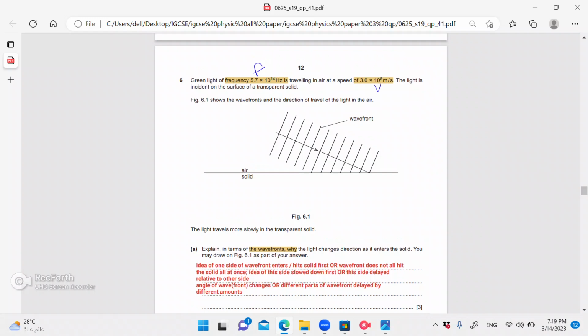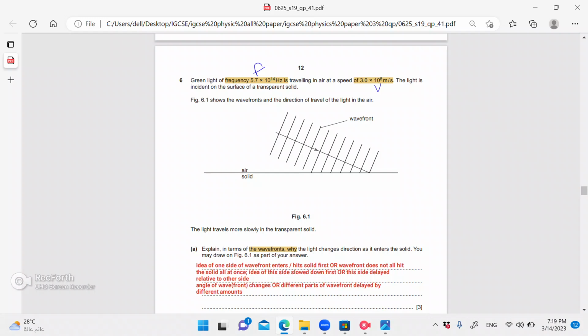So look at this question. They are saying, this is May, June 19, 41. They are saying some wavefront is going from air to solid. So if it is going from air to solid, from less dense medium to more dense medium, what happened? What happened to the wave? When it moves from less dense to more dense, the first thing is the angle moves toward the normal ray.